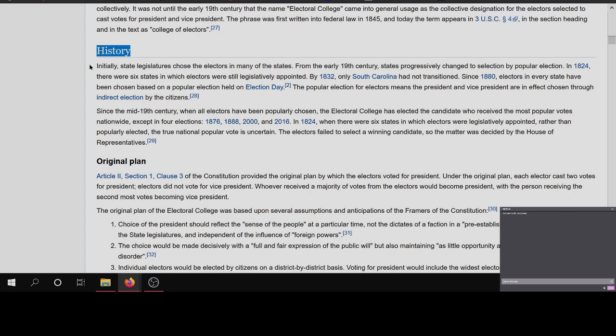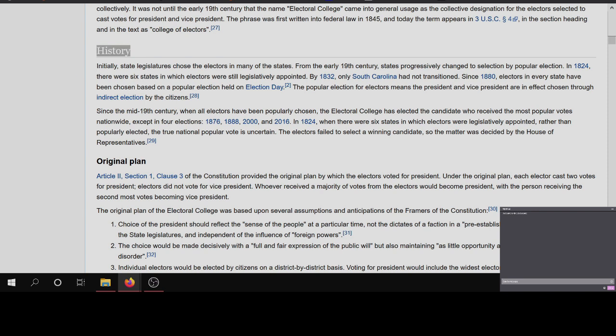History. Initially, state legislatures chose the electors in many of the states. From the early 19th century, states progressively changed to selection by popular election. In 1824, there were 6 states in which electors were still legislatively appointed. By 1832, only South Carolina had not transitioned.